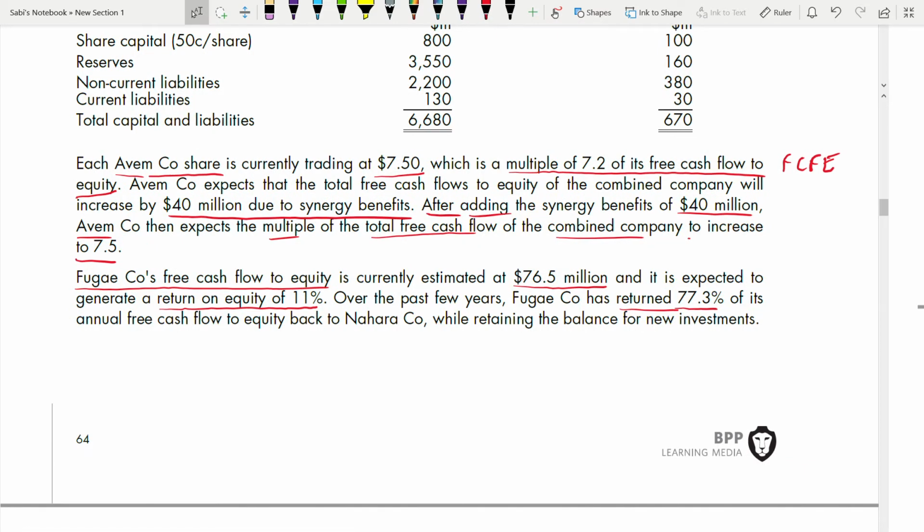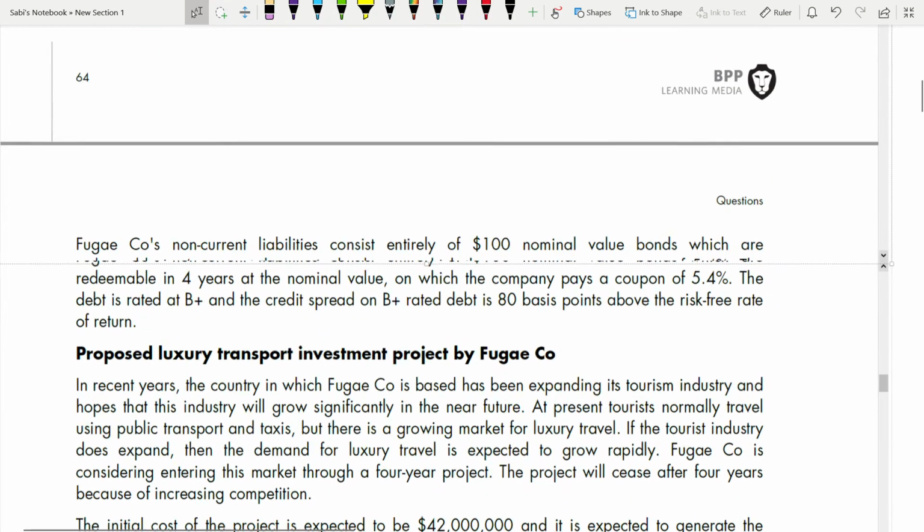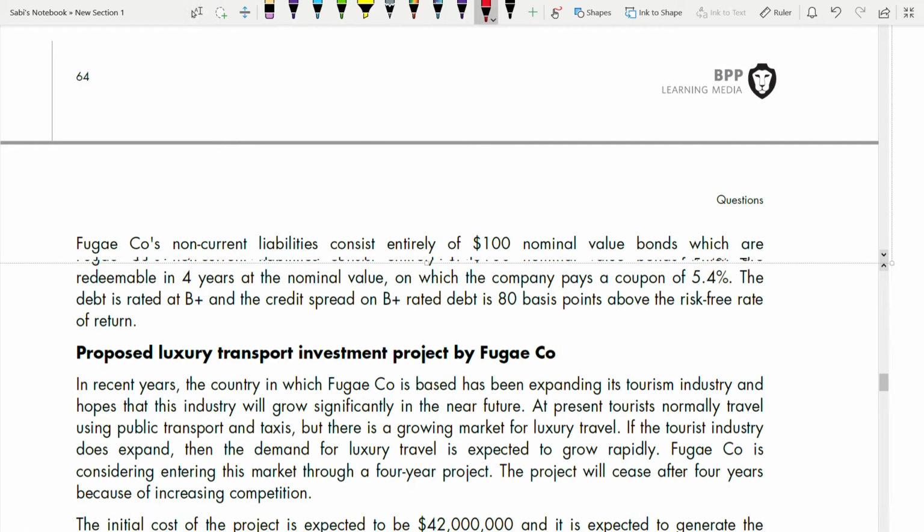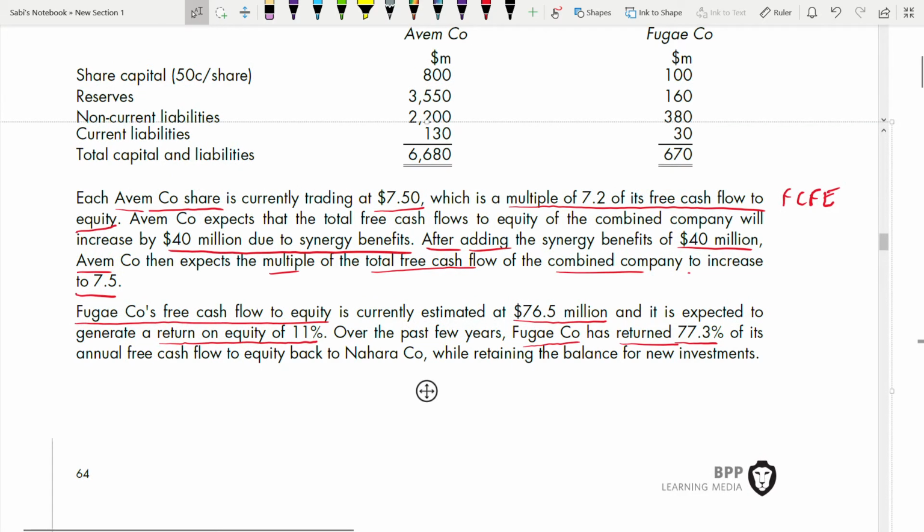Okay, who has returned Fugai? Fugai company's non-current liabilities, entire. Okay, let's go to Fugai. If you see, it has non-current liabilities of 380. I can see here. It is 380 here, this one.